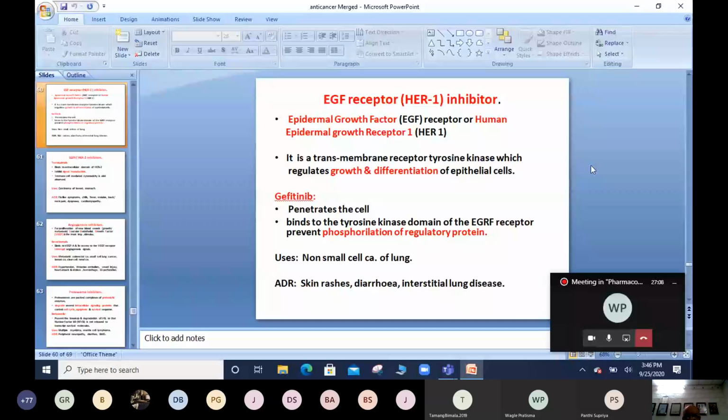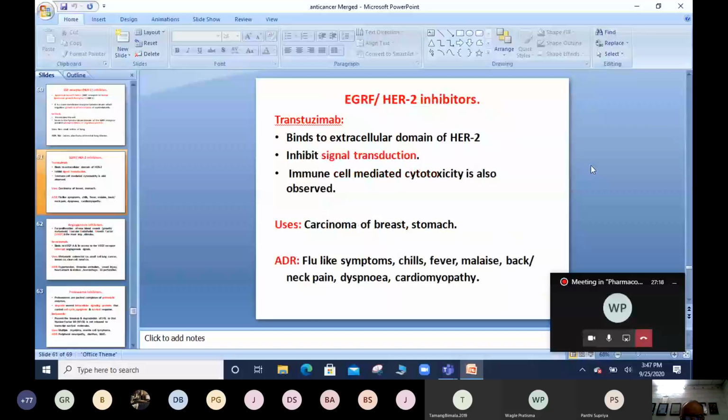Uses: small cell carcinoma of lung. Adverse reactions: skin rashes, diarrhea, interstitial lung disease, etc. Now the HER2 inhibitor, that is trastuzumab.